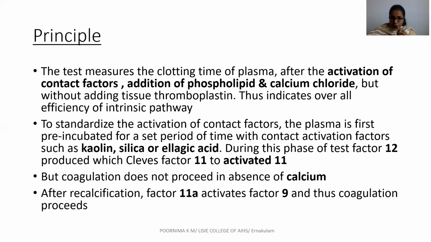Okay. So now when we add calcium to the pre-warmed patient plasma along with the contact factors, it causes activation of factor 11. So now the activated 11 causes activation of factor 9. Activated factor 9 in presence of factor 8 causes activation of factor 10. Thus coagulation proceeds. Okay, so this is the basic principle of activated partial thromboplastin time. Okay. So now next is the procedure, that is, collect the sample in a citrated vacutainer.